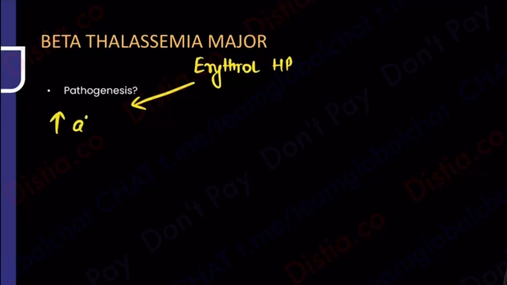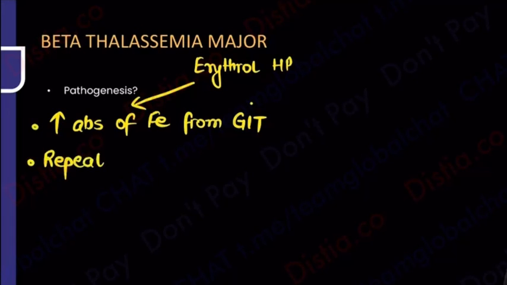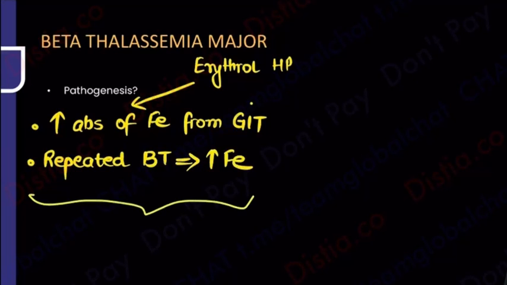Will it tell the gut to increase the absorption of iron? Absorption of iron from the GIT will increase, yes. So can I say iron levels in the body will increase? Number one. Number two, these patients are always kept on blood transfusion. There are going to be repeated blood transfusions, and repeated blood transfusions again result in an increase in iron. So all in all, these patients are going to be in a state of iron overload. These patients are in a state of hemochromatosis or iron overload.